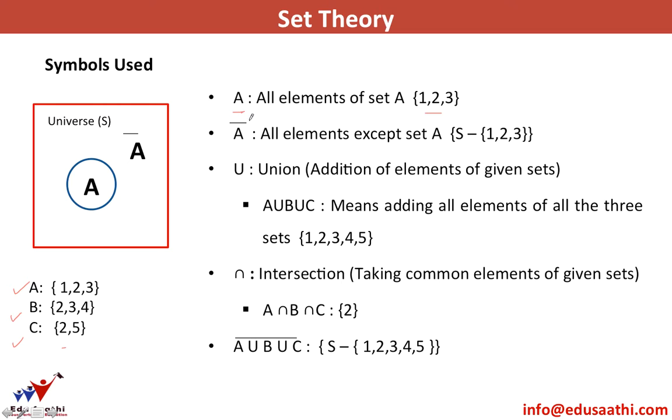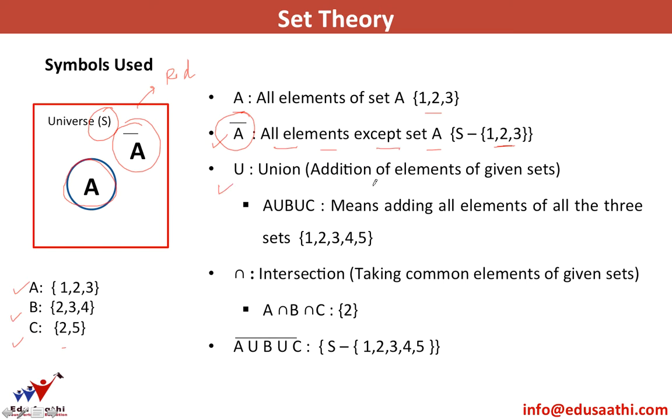So this symbol A and a line on top is called complement of A. Now what does complement of A mean? It means all elements except set A. So if this rectangle here in the red color shows the universe, which is S, and this is a set inside the universe, this circle A, then everything outside this set A but inside the universe is represented by A and a line on top, which is A complement. So I have all elements of set A except the set A represented by A complement.